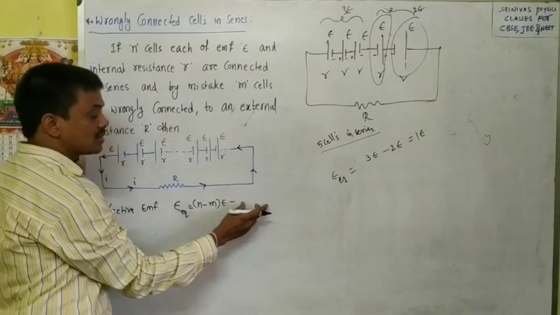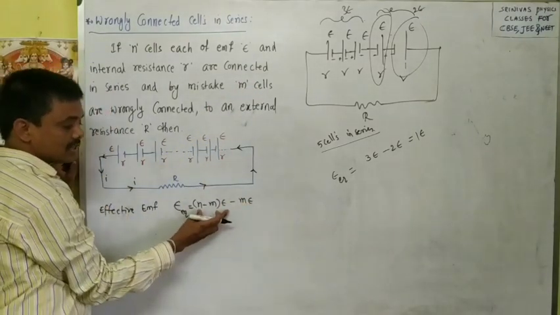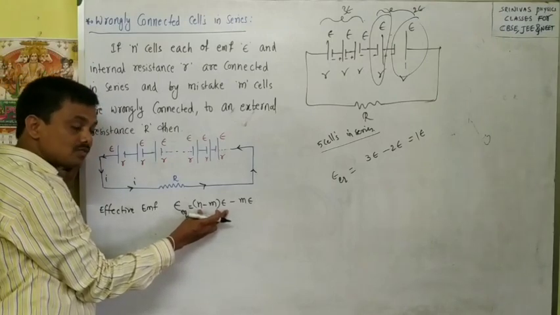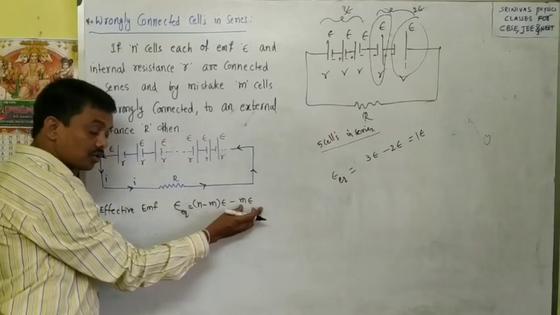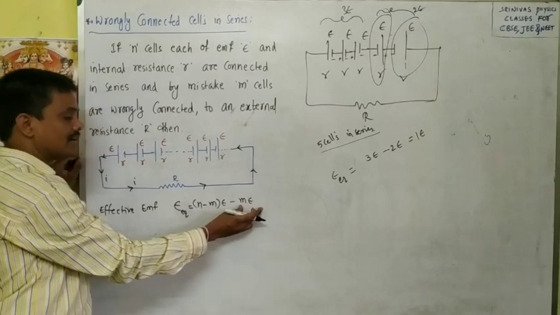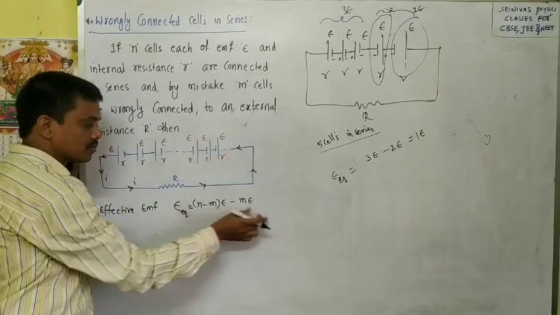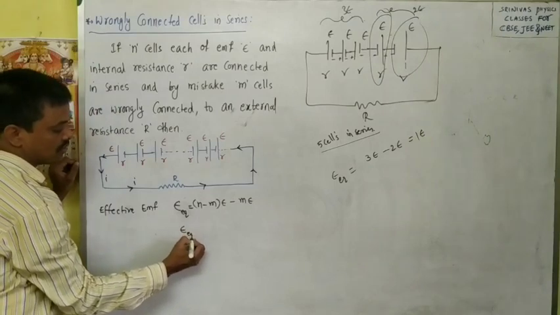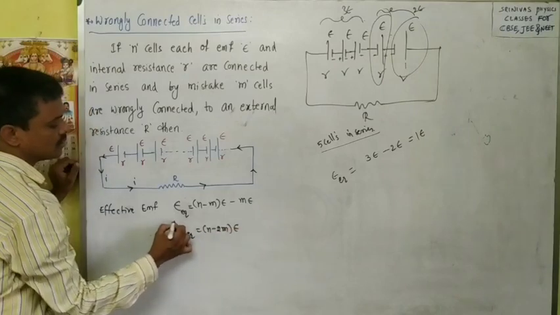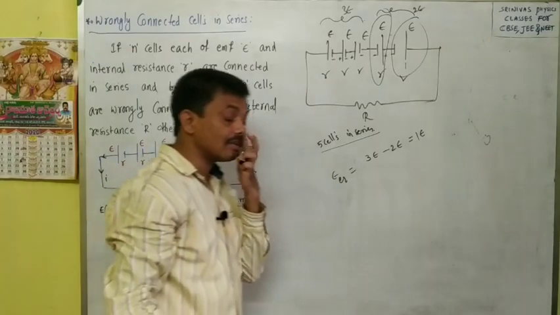Wrongly connected EMF is what? The m wrongly connected cells have EMF m times E, right? This is the total EMF generated by the cells which are connected correctly, and this is the total EMF of the cells which are connected wrongly. Then to get the effective EMF we have to subtract them. Then we get the effective EMF as (n minus 2m) into epsilon. You remember this one, okay? Out of n cells, if m cells are wrongly connected, we get this formula.